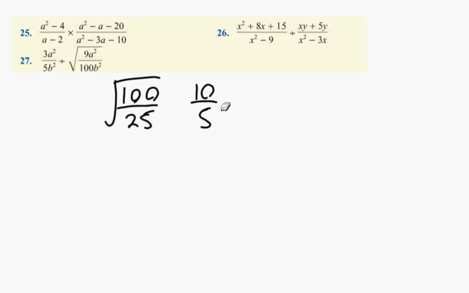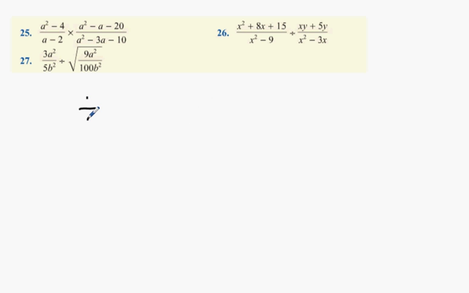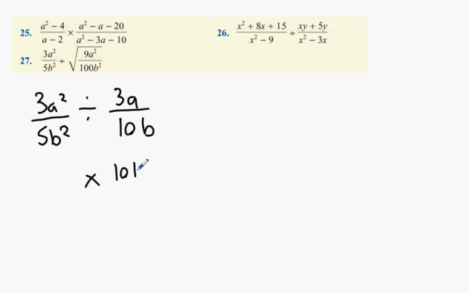So we're going to square root 9a squared and 100b squared. When you square root 9a squared, you're going to get 3a. When you square root 100b squared, you're going to get 10b. And now you're doing multiplication. You want to change division into multiplication. How do we do that? The second one needs to turn upside down.